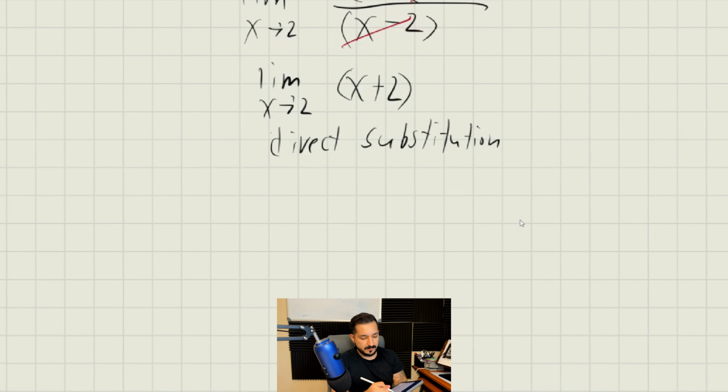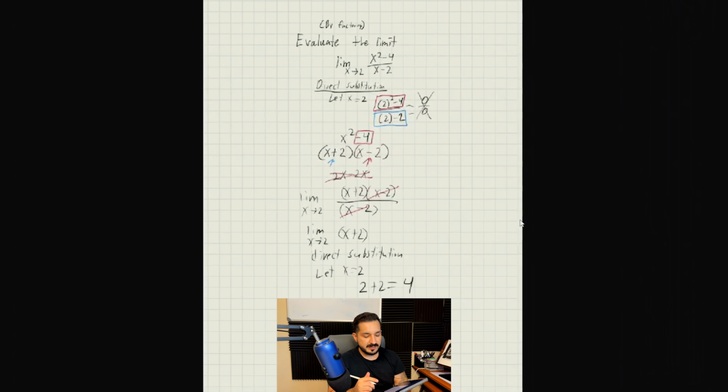And when we do that, we let x equal 2, and we're going to get 2 plus 2, which is equal to 4. So in this limit, as x approaches 2 of (x squared minus 4) over (x minus 2), it simplifies down to the limit as x approaches 2 of x plus 2, which when we plug in 2, we get our answer, which is 4. And that's how you evaluate a limit by factoring.